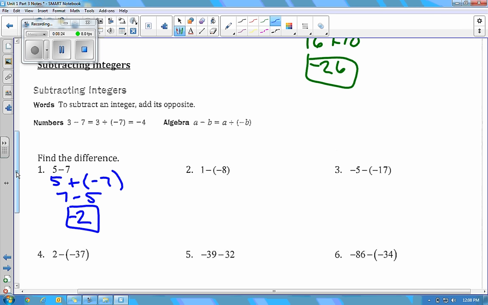Let's look at number 2. I have a 1. Subtraction becomes addition. I need the opposite of -8, which is 8. And this is just straightforward. 1 plus 8 is 9.